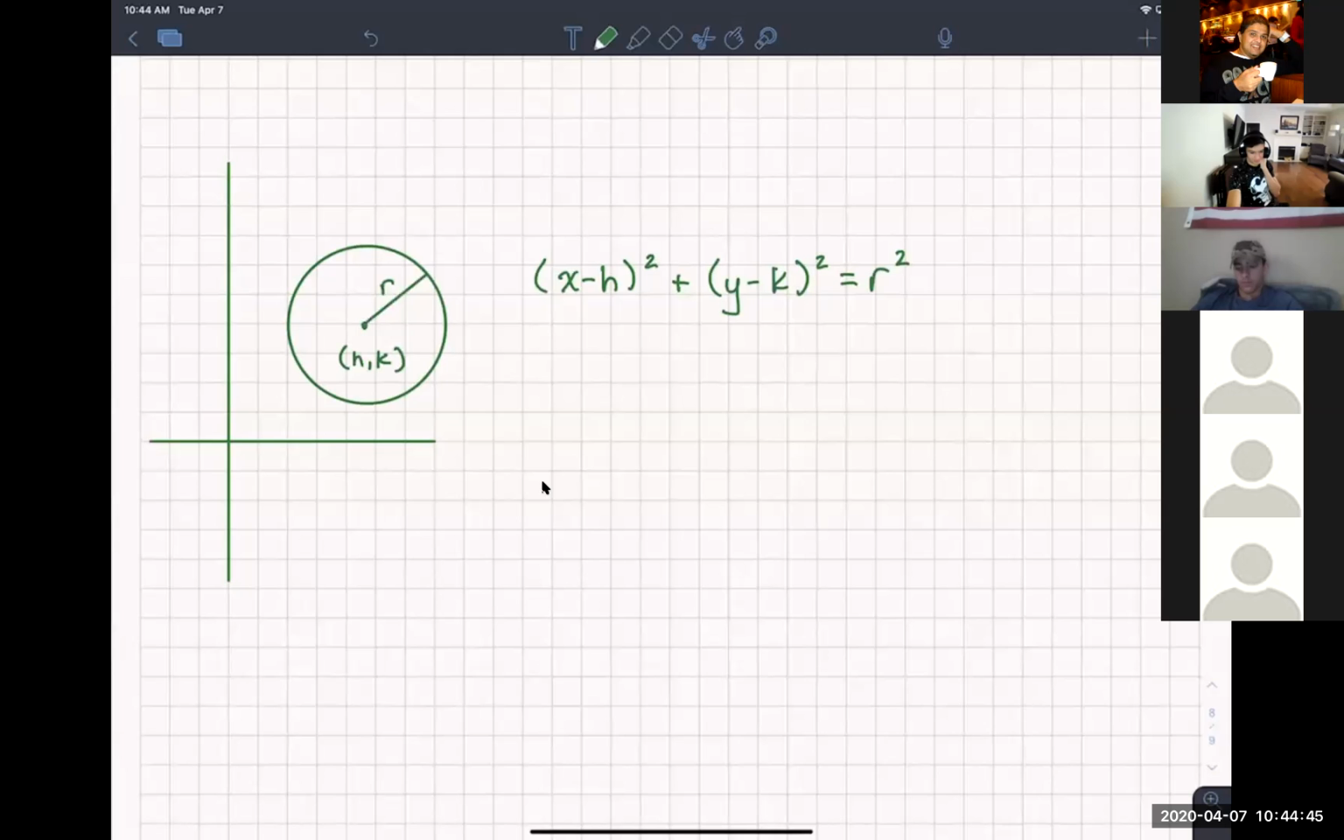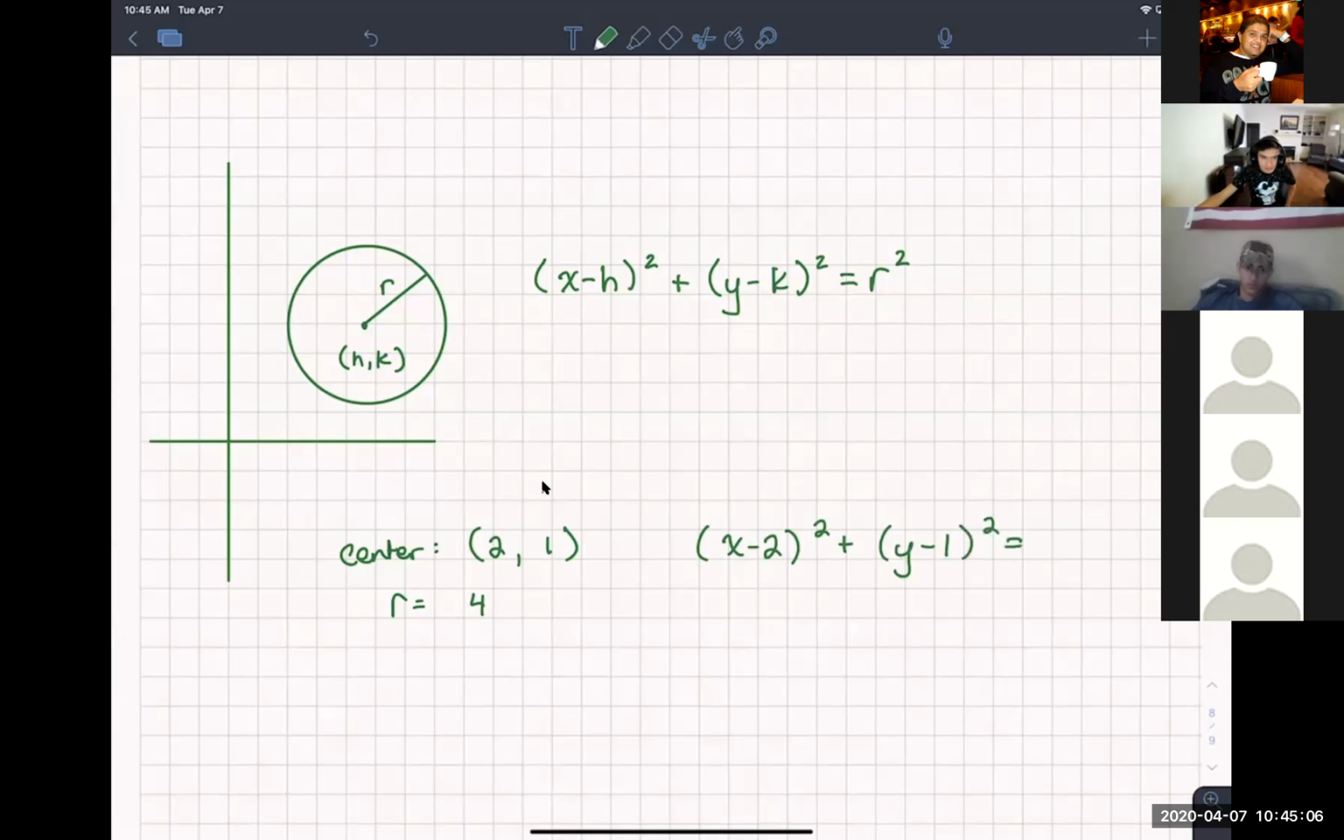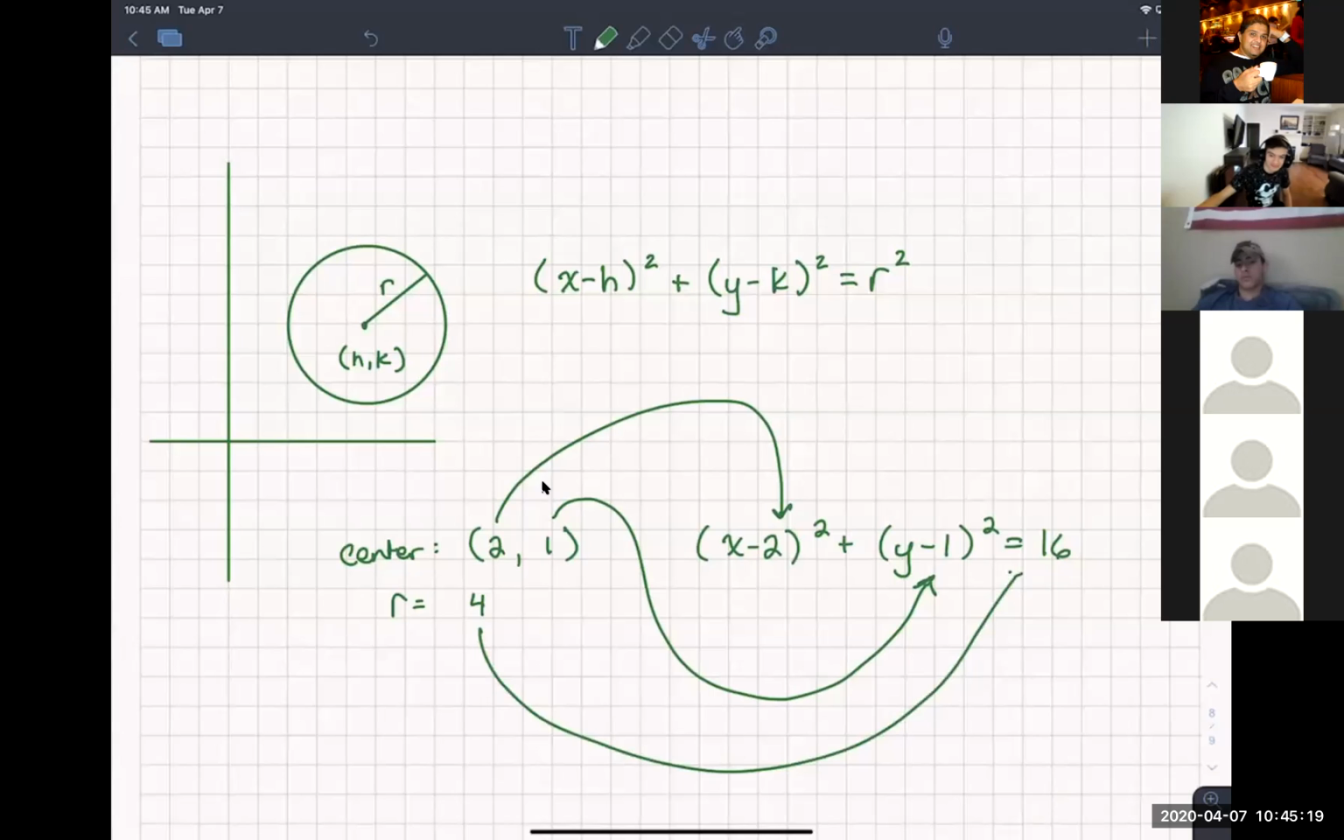And we talked about this. So if the center of the circle was, say, 2, 1, and the radius was, say, 4, then we can plug it in and find the equation of the circle. It'll be x minus 2 squared plus y minus 1 squared equals 16, which is what we get from 4 squared. So the x coordinate is h, the y coordinate is k, and the radius, you have to square it.